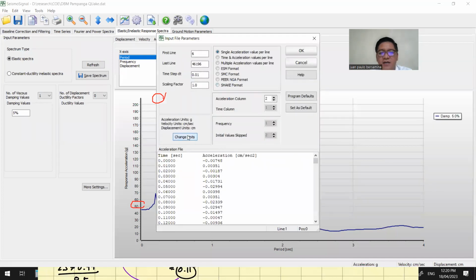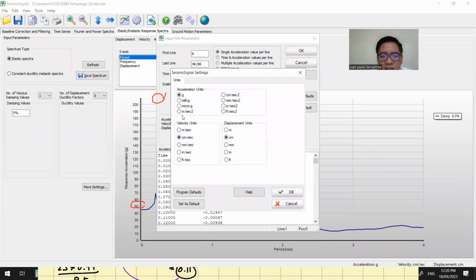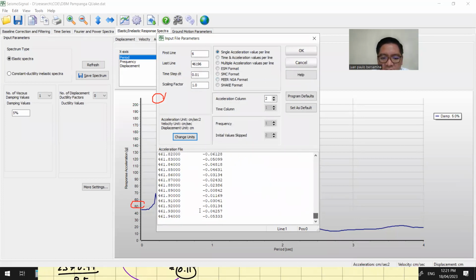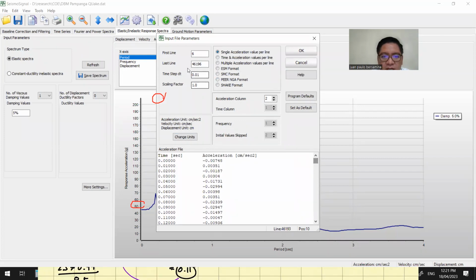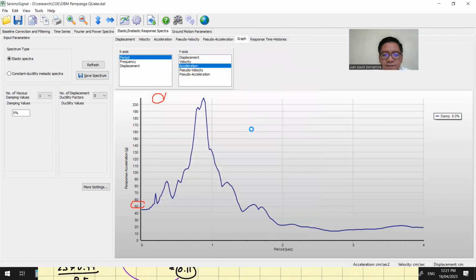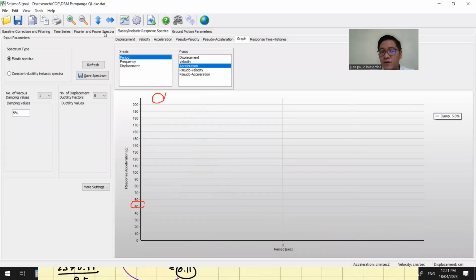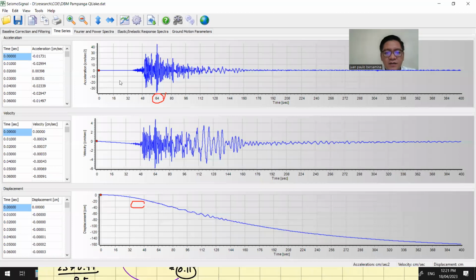Centimeter per second square kasi siya. Change units. Centimeter per second square. Okay. Then sabihin natin last night 46,000, kung ano, 40,000 lang, kasi sobrang haba ng duration na nakuha ko, kaya nag-warning. Yan. 40 centimeter per second squared. Okay.